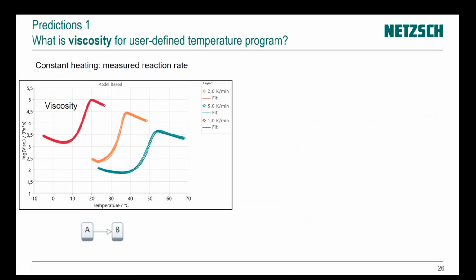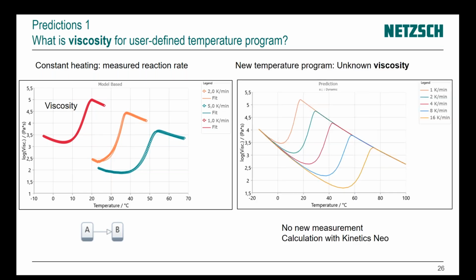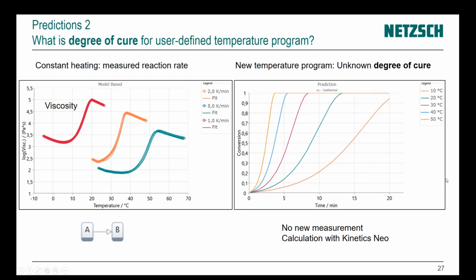For example, here we take this model and make predictions of viscosity for different heating rates. Like here, we can put in another heating rate and simulate it again with one click. We don't need to make any additional measurement. If you would like to calculate degree of cure for different isothermal conditions, here we have another example. We can take different temperatures, for example from 10 to 50, and we see how fast the degree of cure, or conversion, changes against time. So for a lower temperature, the reaction goes very slow. For high temperature, the reaction goes very fast, in less than 5 minutes.